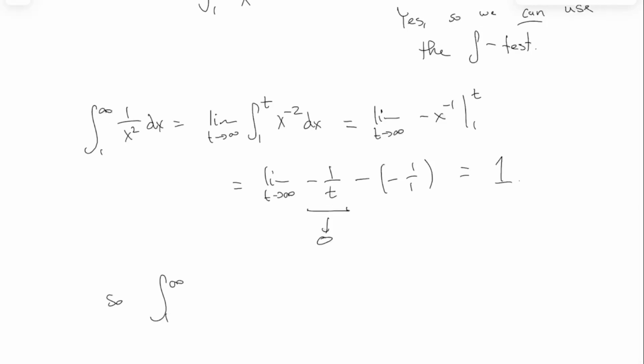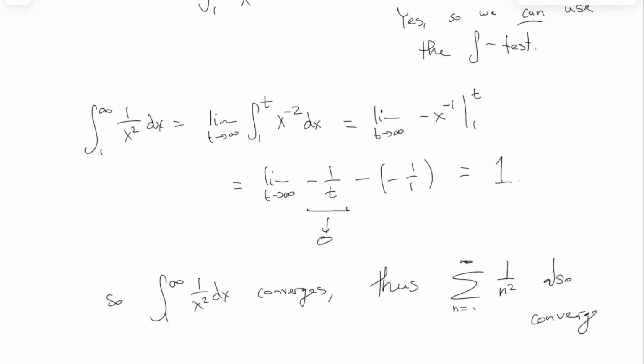So the integral from 1 to infinity of 1 over x squared dx converges. Thus, the series 1 over n squared also converges. The end. It's important to point out, we still don't know what it converges to. So the answer of the integral is not the same as the answer of the series.